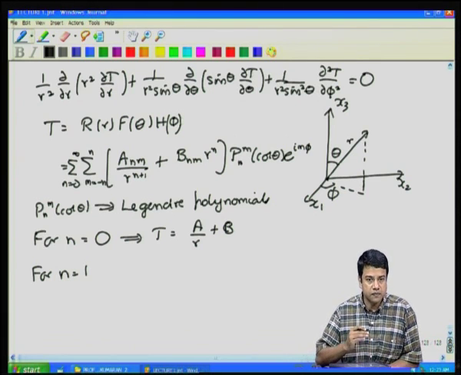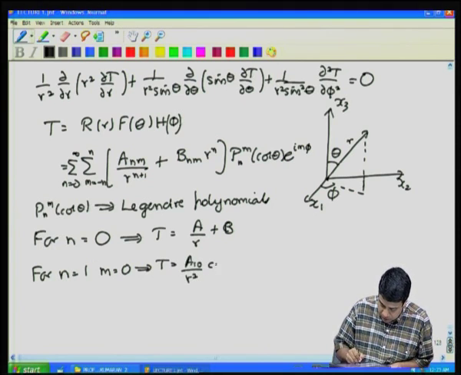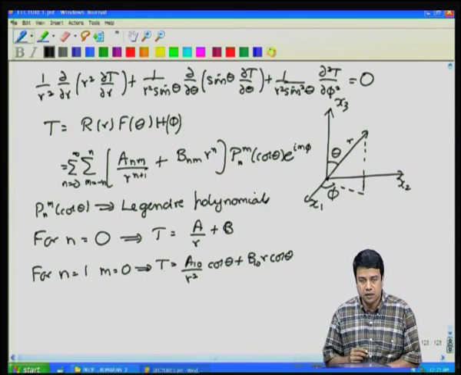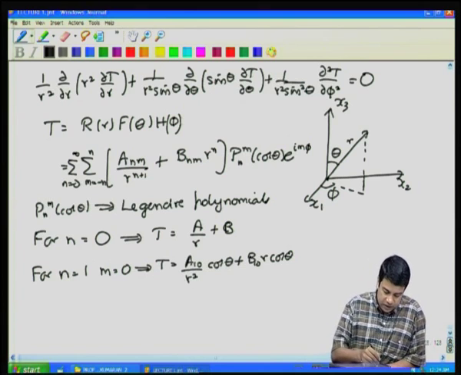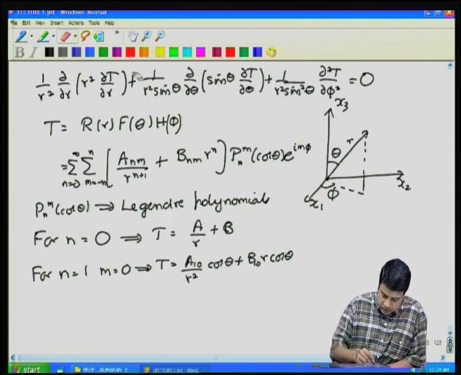So, for n is equal to 1 and m is equal to 0, we got the solution as T equal to some constant A 1 0 by r square cos theta plus B 1 0 r cos theta. And if you recall, I had given you the physical interpretation of this, the physical interpretation of this first term.